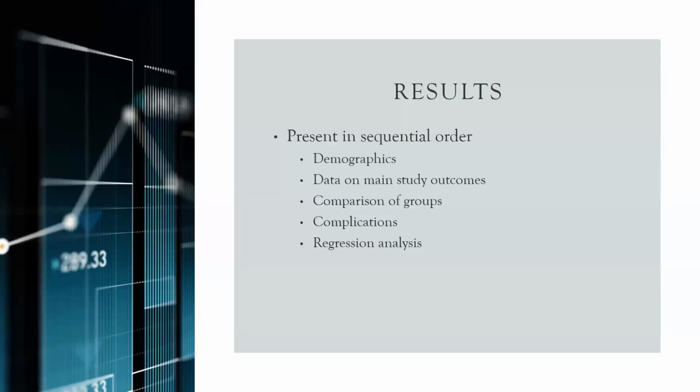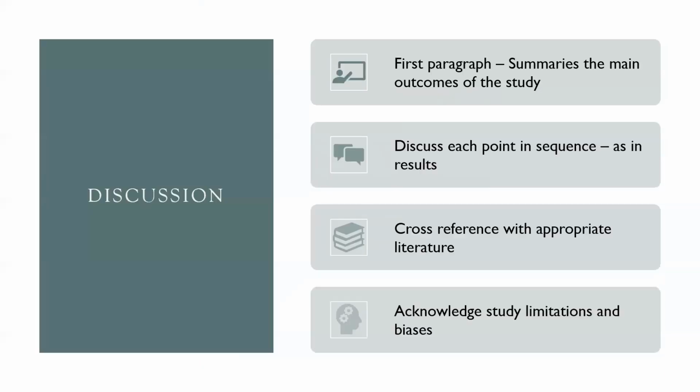So results should be presented in a sequential order. You have demographics, then data on your main study outcomes, then comparison between any groups, complications, and regression analysis. Then you come to discussion. The first paragraph should summarize the main outcomes of your study. And then you discuss each point in sequence, similar to how your result has gone, one by one.